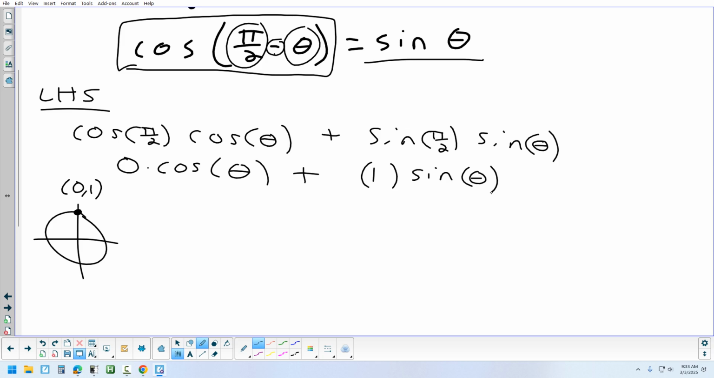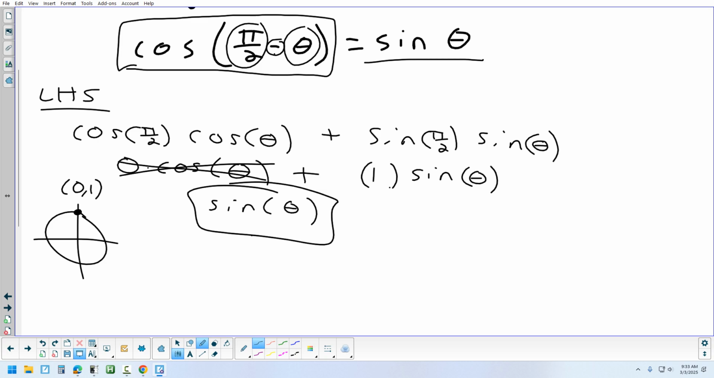And what's going to happen when we do 0 times cosine theta? Just going to equal 0. Right, that's gone. That cancels out, so we don't need that anymore. And what's 1 times sine theta? Just sine theta. So that is how the left-hand side turns into the right.